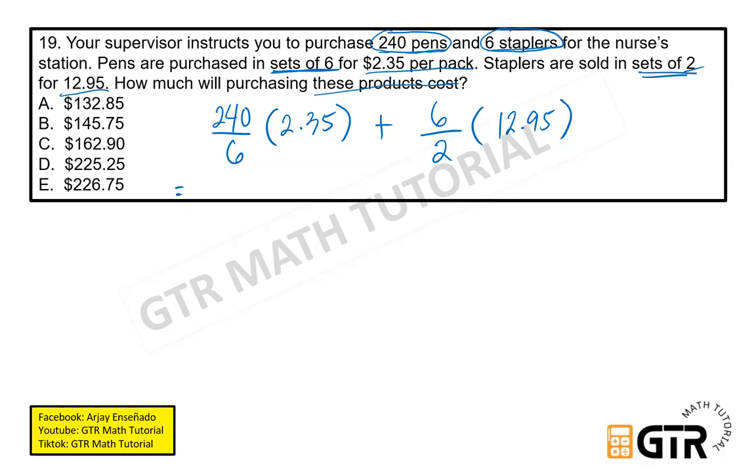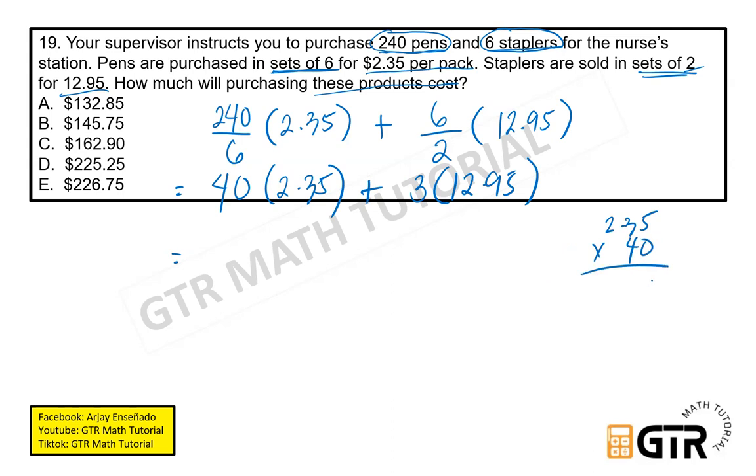So 240 divided by 6. So 24 divided by 6. Ano lang yan? 4. Kopyahin lang yung 0. So we have 40 times 2.35 plus 6 divided by 2. That is 3 times 12.95. Okay, so compute lang natin manually yan. So compute lang manually. So we have 2.35 multiplied by 40. So kopyahin lang itong 0.